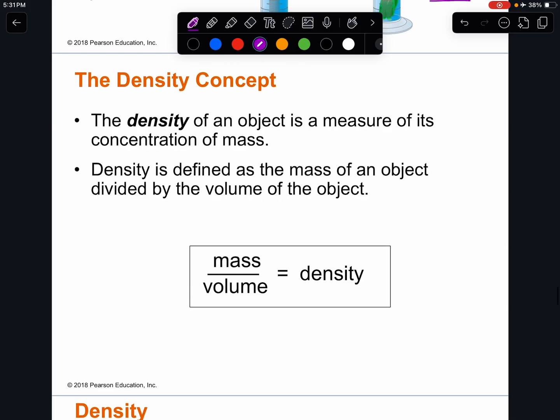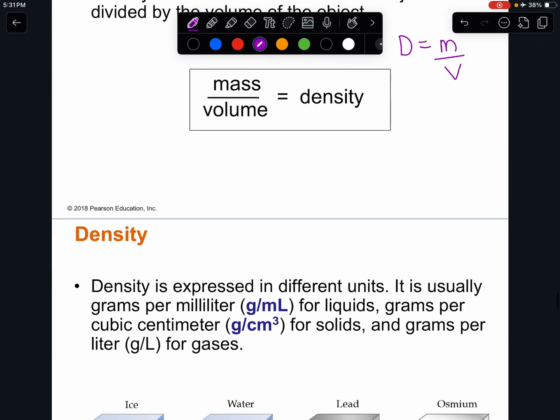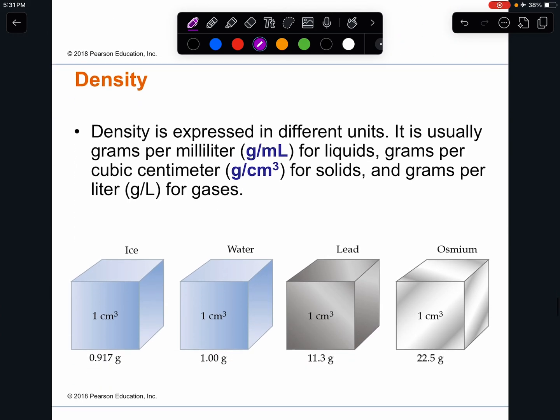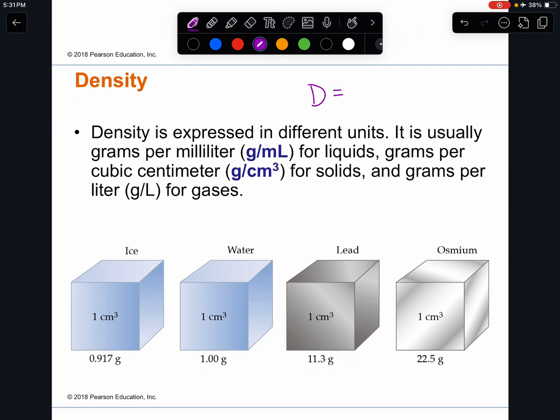All right, one of the last concepts we're going to focus on in this chapter is density. You will be given this equation. Density is mass over volume. You're going to see it written like this. Density equals mass over volume. Typical units for density is mass, which is always going to be 99% of the time in grams, which we're going to use a G for.